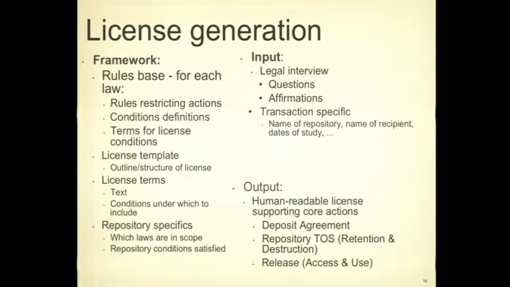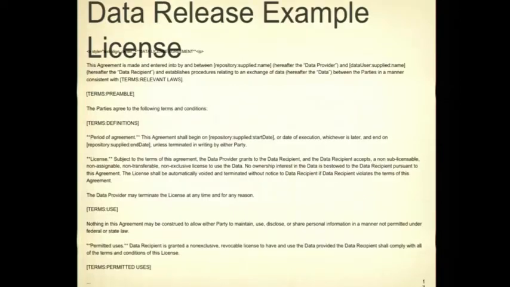So in summary, the input to this is a legal interview where you ask questions of the user and then you have them make affirmations of particular legal statements, such as it is de-identified under this rule. Some transaction-specific information, such as the name of the repository, the recipient, dates of study. The framework that drives this is a rules base that describes the actions and license terms. And the output is a human-readable license. And here's an example of a template for such a license.